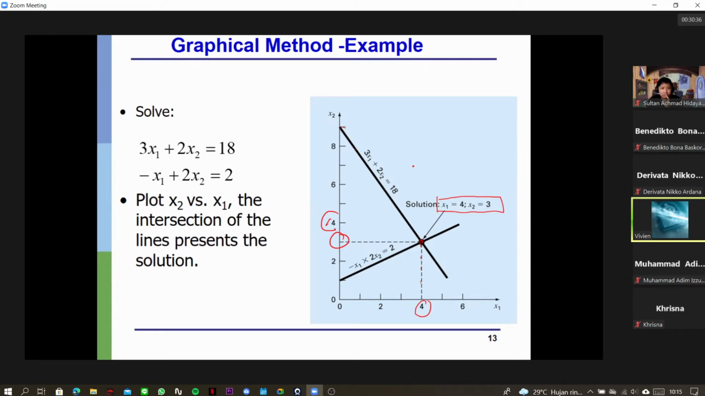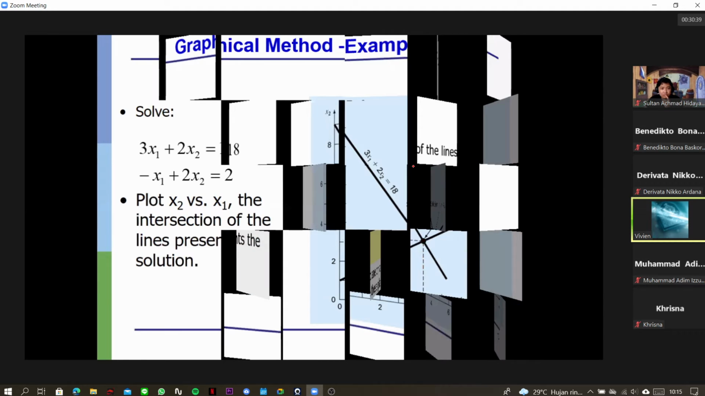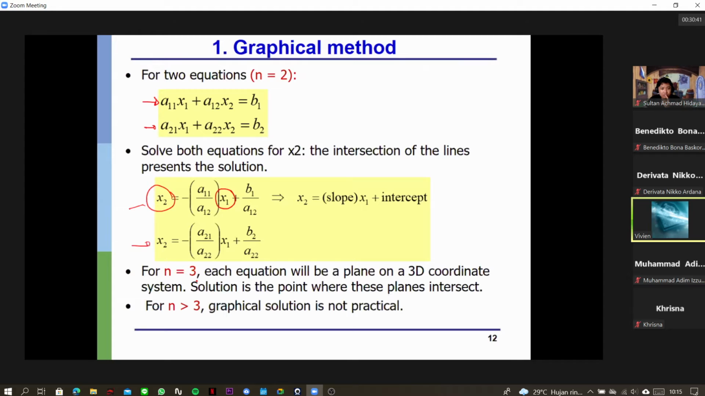It is very easy if we have a small system. Say, for example, we have three equations to find three unknowns. That means we will have a 3D coordinate system, so we have to add an x3 direction, which is x, y, z. There will be three axes, and the solution is the point where these planes intersect. So n equals 3 is already quite complex.